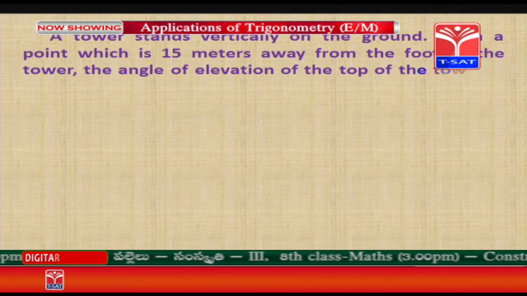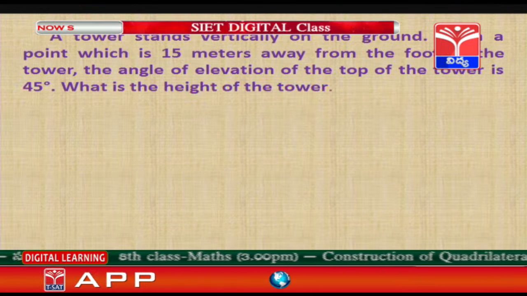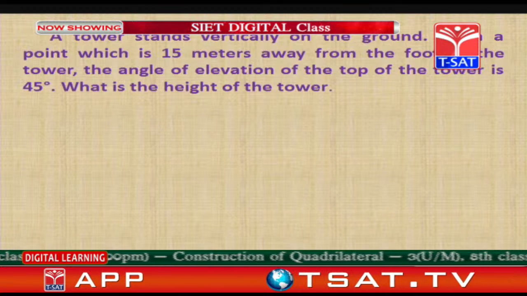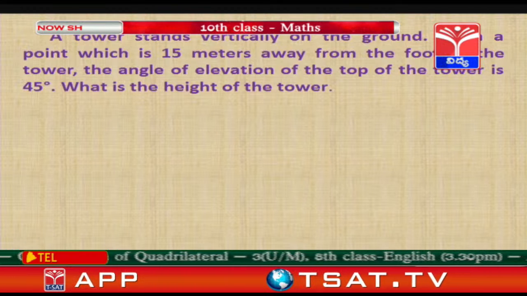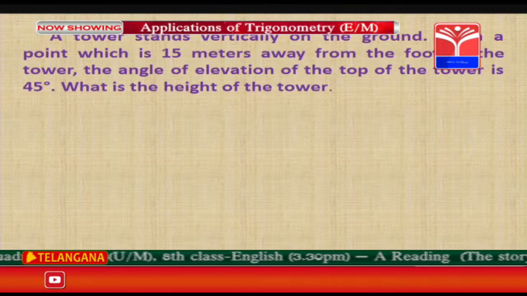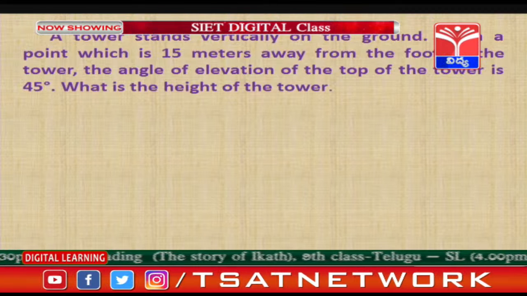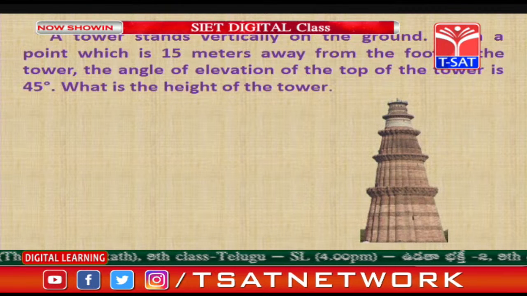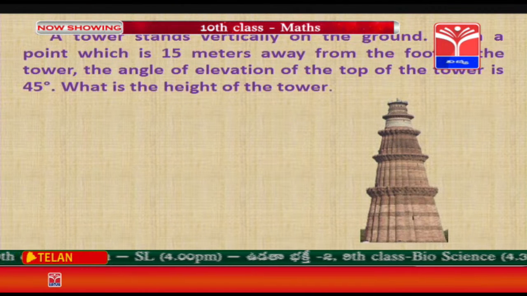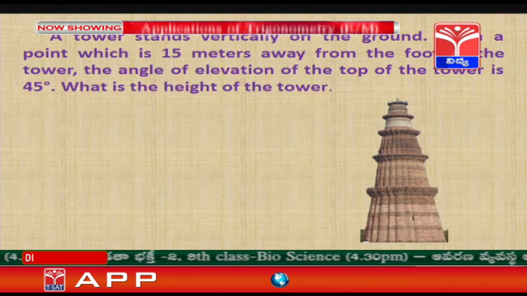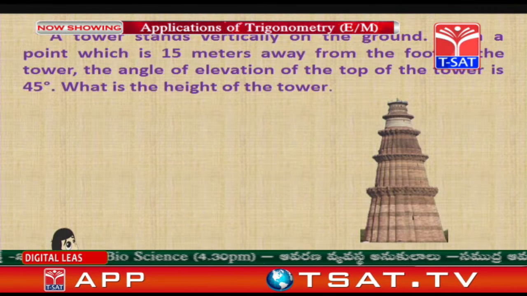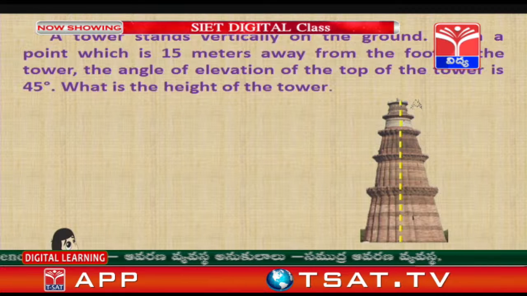A tower stands on the ground. From a point which is 15 meters away from the foot of the tower, the angle of elevation of the top of the tower is 45 degrees. What is the height of the tower? When you want to discuss it, what we have to do? Are you able to see this is the Qutub Minar, is it not? Are you clear, children? Now, here is a child who is going to observe it.